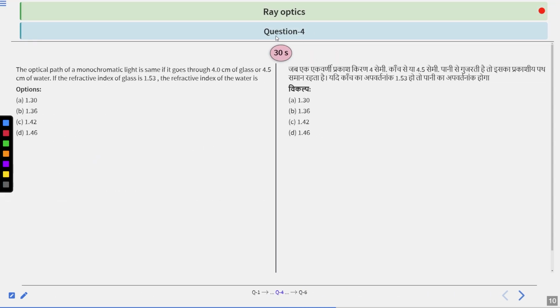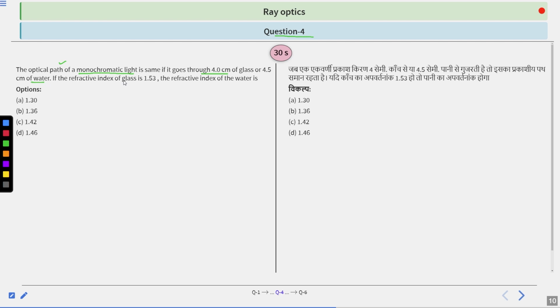Question 4. The optical path of a monochromatic light is the same. Listen carefully. In this question, it is given that the optical path of a monochromatic light is the same if it goes through 4.0 centimeter of glass or 4.5 centimeter of water.